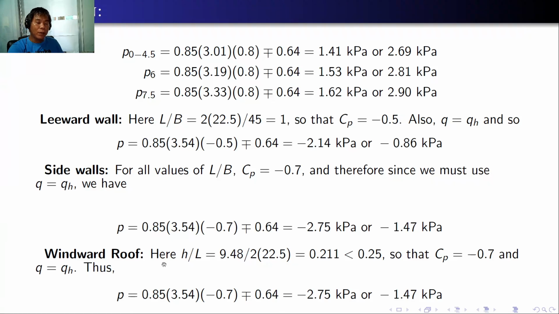For the windward roof, here we use the mean roof height H over L, which is 0.211, which is less than 0.25, so the value of CP is minus 0.7. Again, you have to look at the table to determine the value of CP. So P here is minus 2.75 and minus 1.47. Again, this is suction.